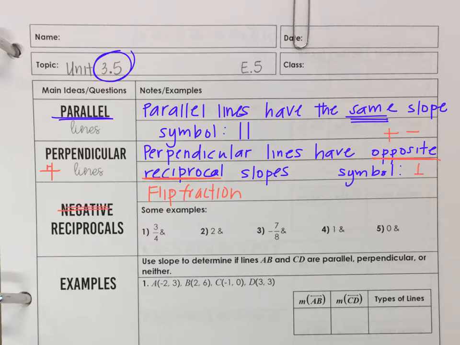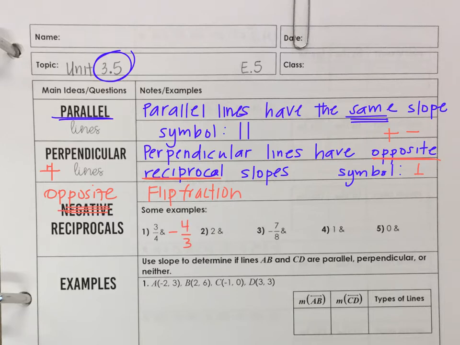The person that made these notes likes to call it negative reciprocal. I call it an opposite reciprocal. So let's find the opposite reciprocal of each of these numbers. So 3 over 4, well, the opposite would be a negative number. And then we flip it, and it becomes 4 over 3.